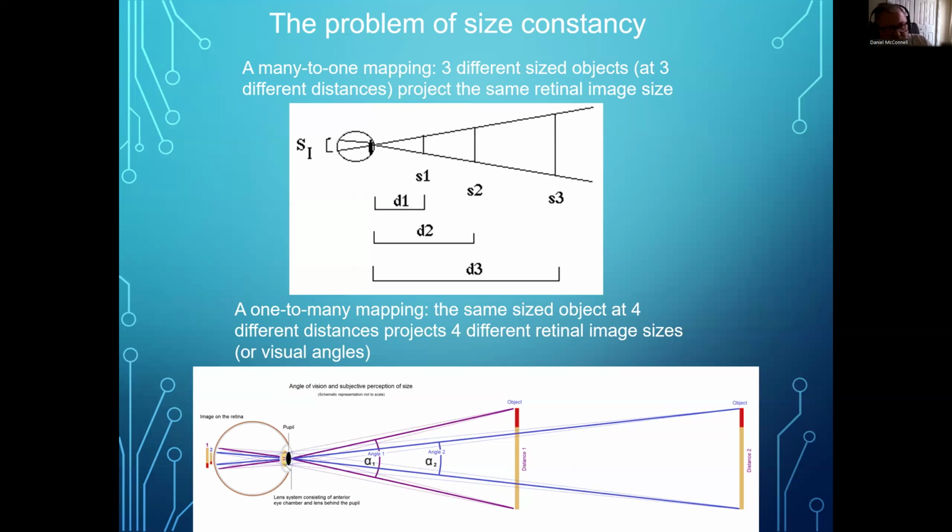Here at the bottom, we have a kind of a corollary to that, a one-to-many mapping, where we have the object of the same size, but seen at 2 different distances, distance 1 and distance 2. And they each project different angles to the eye, which therefore means that their image on the retina will be different, right? The object that is closer projects image 1, which is larger than the object that is farther away that projects image 2. And this graph is also showing why this happens, right?